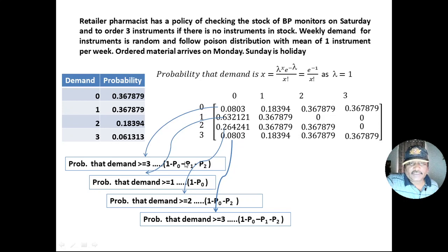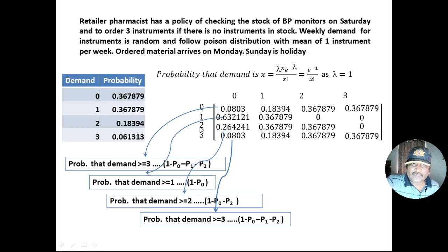And what is that probability? 1 minus p0. 1 minus p0 will get you this. 1 camera will be converted to 1 camera on next Saturday. That means there must not be demand during the next week, and the probability for no demand is 0.367879. 1 camera cannot be converted to 2 and 3 cameras next week, so the probability is 0.